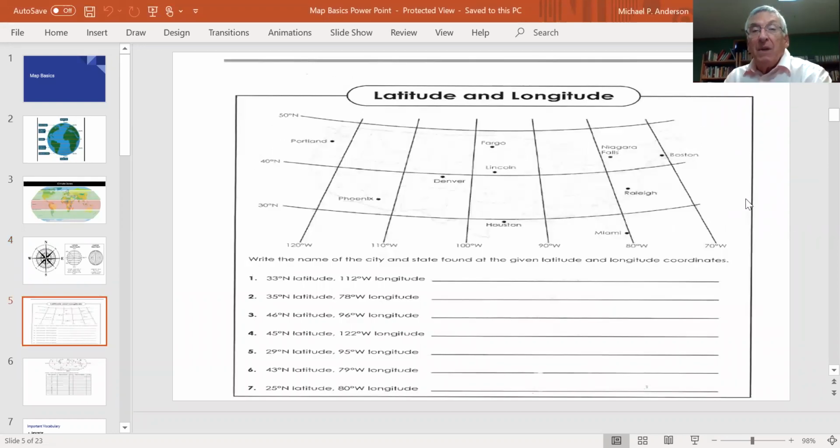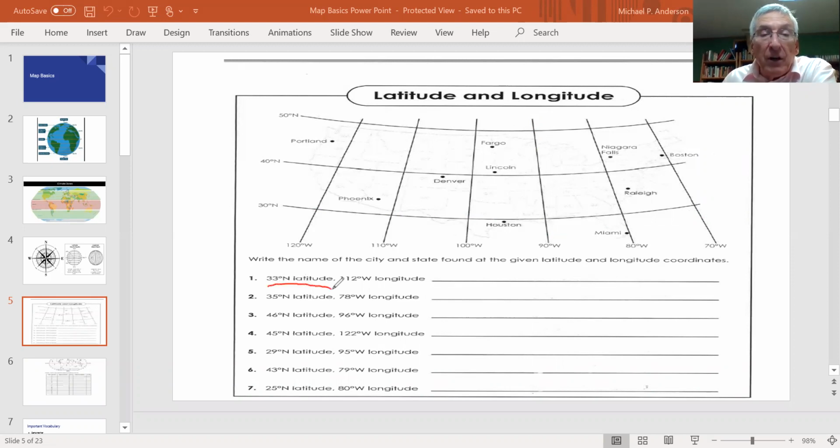Which is this one. Okay, lines of latitude and longitude. Remember, going north to south, we have lines of longitude. This is north to south. These are longitude. East to west, we have lines of latitude. And using this grid system, we can locate positions. All right, what this sheet does is gives you some latitudes and longitudes. We're going to try and find some points on the map.